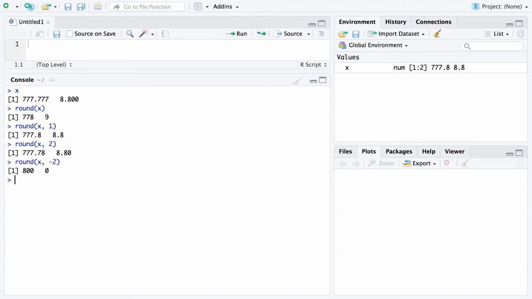The last of these functions is the signif function. If I want to display these values to 4 significant digits, it will do so. And that ends truncation and rounding. In the next section, we'll be looking at sorting, ordering, and ranking.